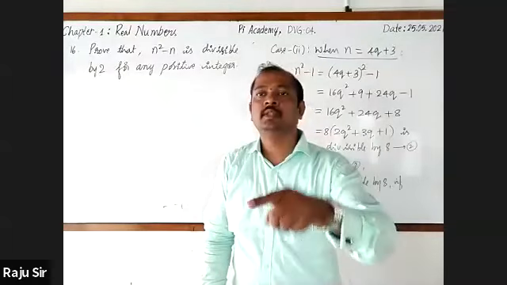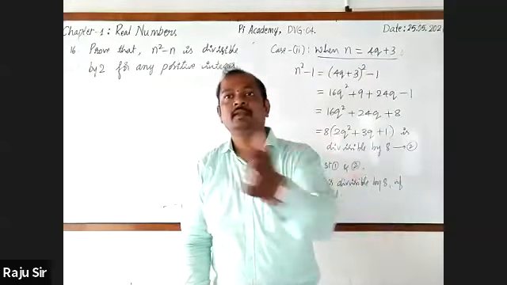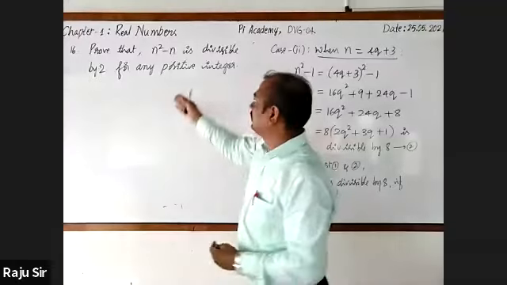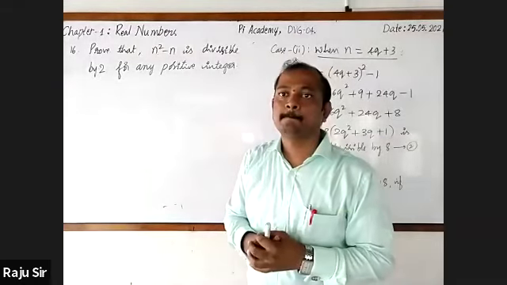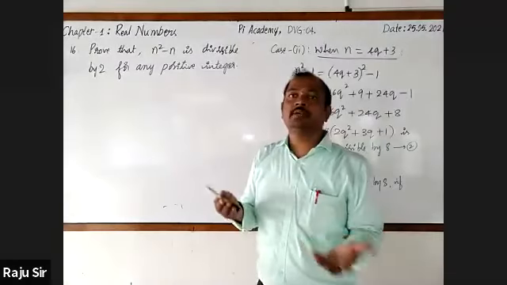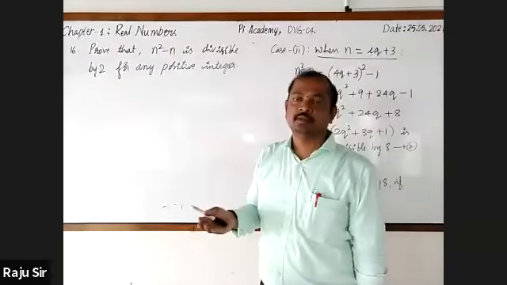If a number is divided by 2, the possible remainders will be 0 or 1. Then what are those positive integers? 2q and 2q plus 1. Either it may be 2q or it may be 2q plus 1. Right? Yes sir. Please go for writing.